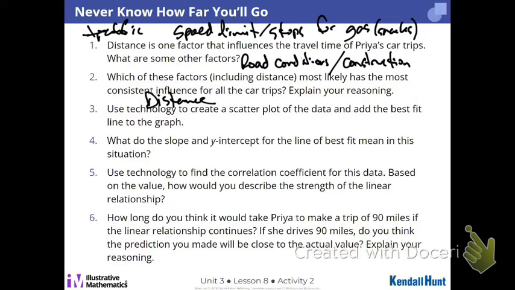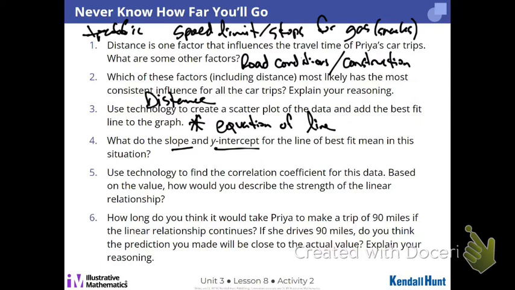Next, you're going to use the link on the previous slide to go to Desmos to get a line of best fit. Then, right here, it doesn't say to do it, but I want you to write the equation of the line of best fit. Then you're going to interpret the slope and y-intercept. What do they mean in context?